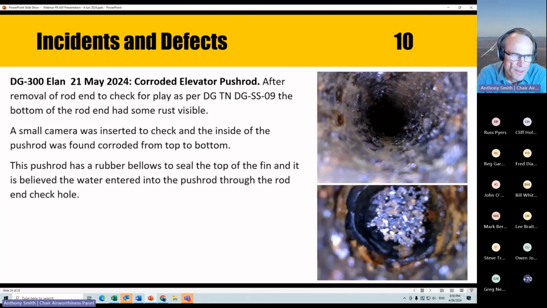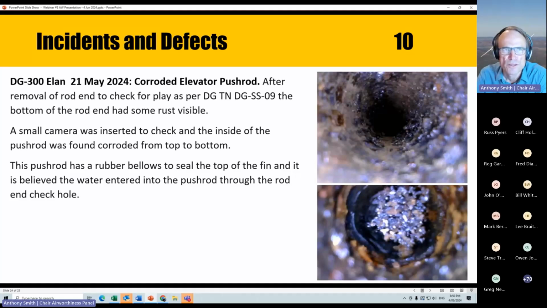So they suppose at the moment that whilst there's a rubber bellows to seal the top of the fin, water has obviously gotten into the vertical push rod and has come in through the rod end check hole. There's a number of technical notes and even an AD for various models of aircraft for inspection of corrosion in the vertical push rod. I think the various GROB models have it. I know that there is something like that for the GROB 109.